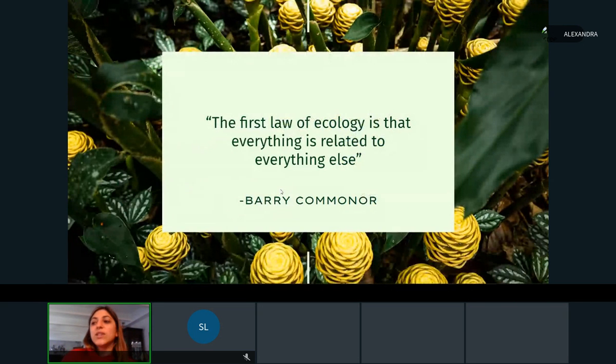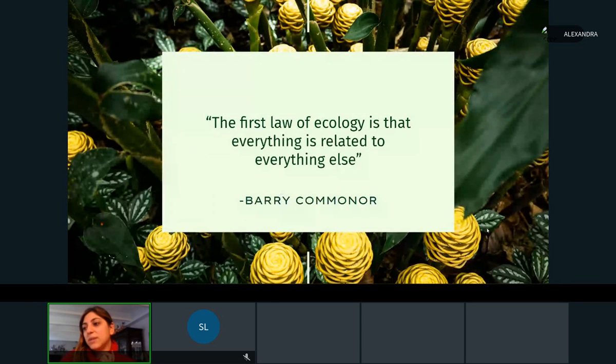I wanted to include this quote. The first law of ecology is that everything is related to everything else. If there's one thing that I want you to take away from ecology, it's the fact that it is all interconnected and we are part of that cycle. If you do one thing to a species, there is a cascading effect to the rest of that food web and that ecosystem. So it's not as easy as saying, let's take this away or let's add this in. Everything is related. Nothing is free of this, and that includes humans.